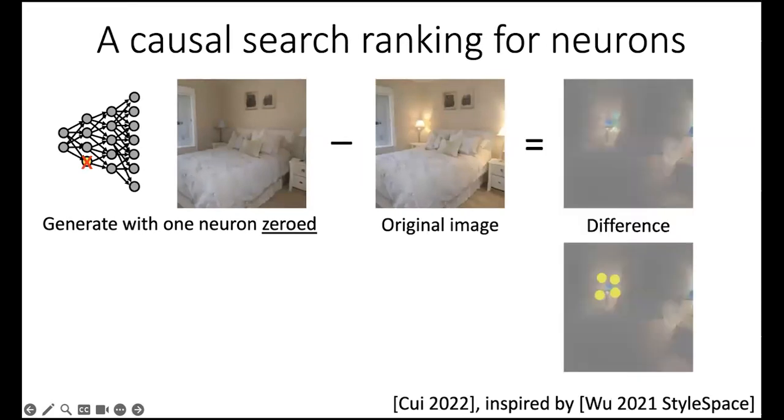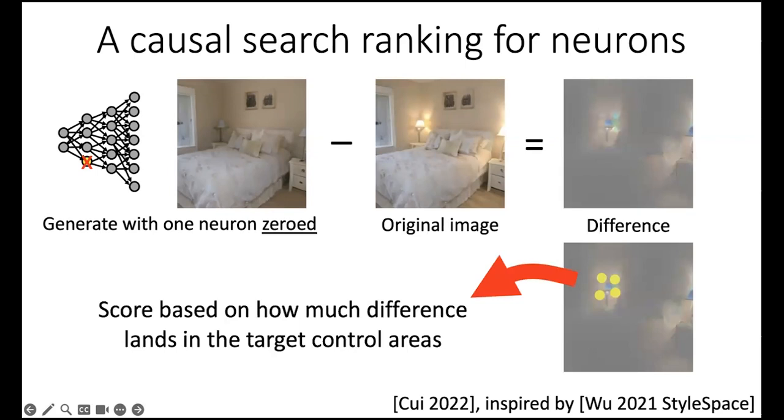And if I were to take the difference image and multiply it by my mask and sum up the differences, I can get a score that says how much of the difference actually lands in the target region that I care about, and that gives me a ranking function over all the neurons. It only takes a fraction of a second to compute a score for a neuron.